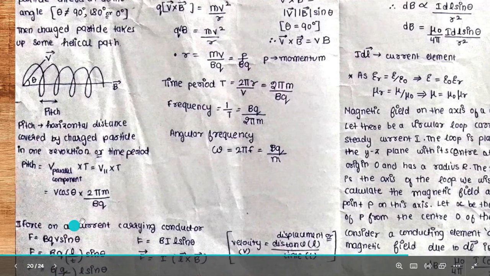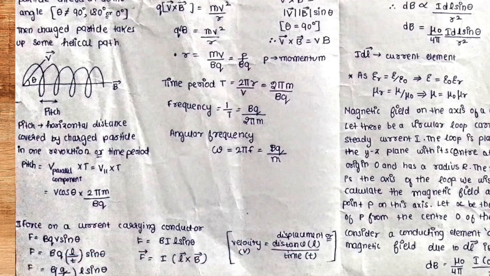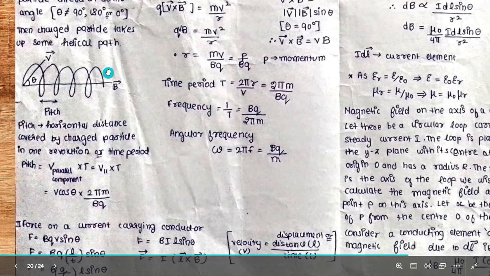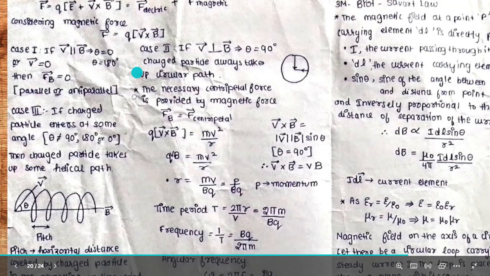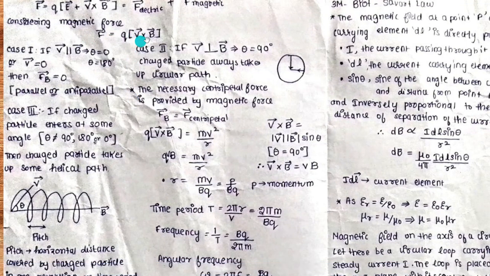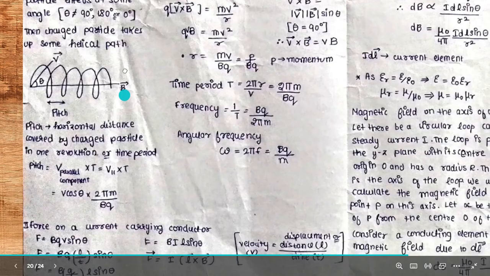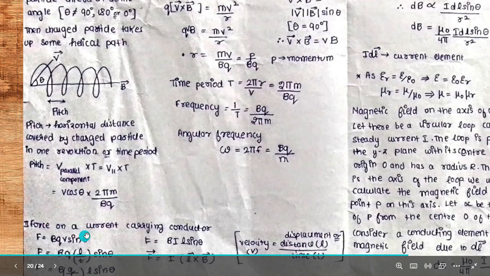Now, coming to the force on a current carrying conductor. We have the formula F is equal to BQV sine theta. It is derived from the same formula, F is equal to Q into V bar cross B bar. V bar cross B bar is BV or VB sine theta. So QVB sine theta or BQV sine theta.